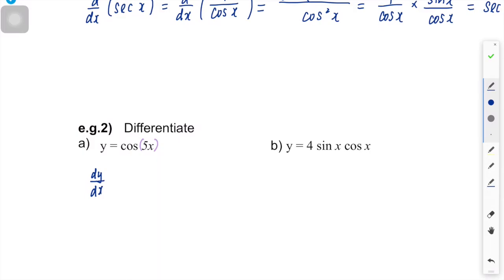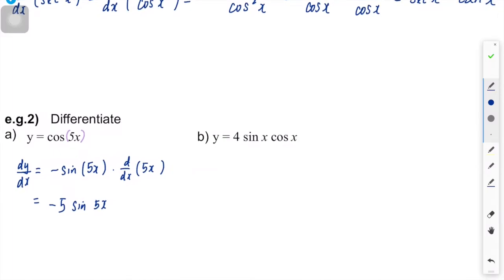Taking dy by dx, first we start with the bigger, the outside, so to speak, function. The derivative of cosine is negative sine of whatever angle you have. I will write out the chain rule for now, just as a review. We will have to multiply that by the derivative of 5x, which is 5. So your final answer is negative 5 sine 5x. Question B.